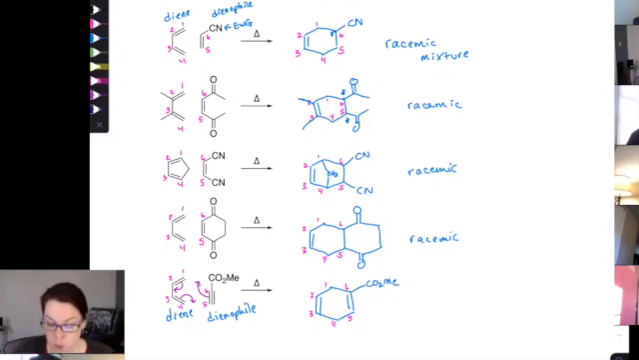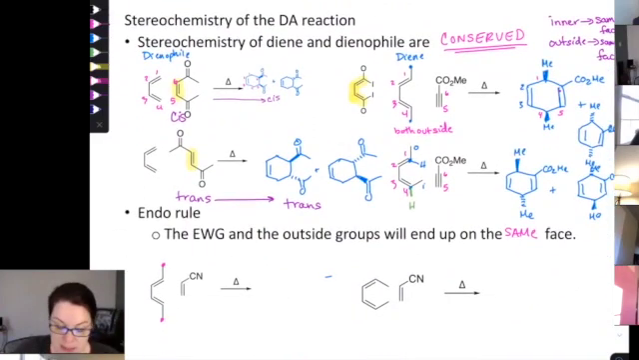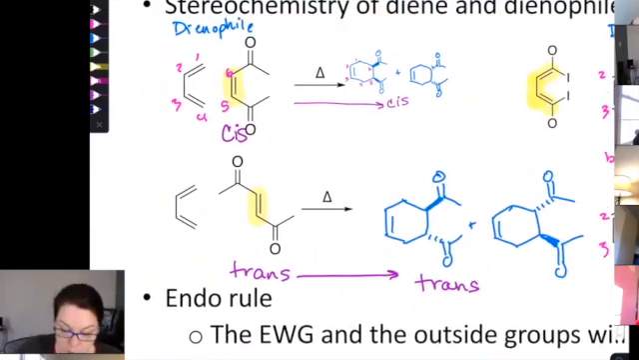So then we said, okay, let's take a look at the rules for stereochemistry. And there are really just 2 rules. And the first one is nice because it says that whatever the stereochemistry of the diene and the dienophile are, it's going to be conserved. So I'm going to zoom in over here. So we first focus on the dienophile.